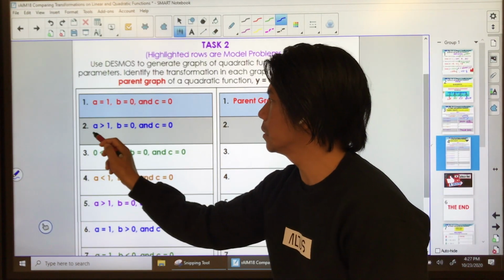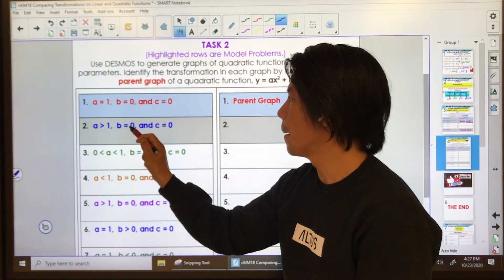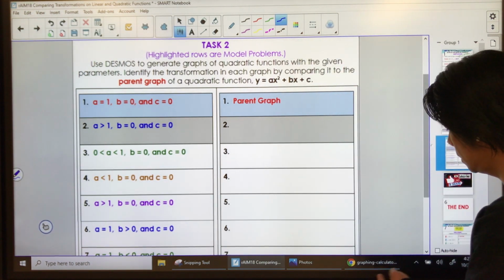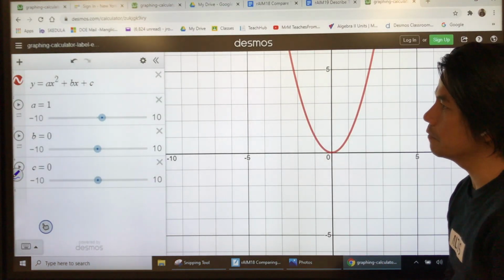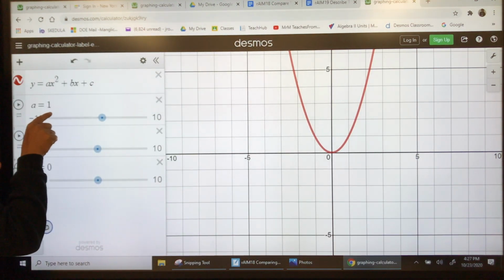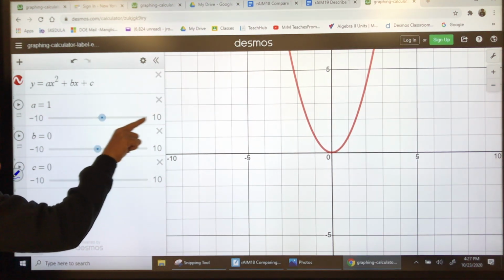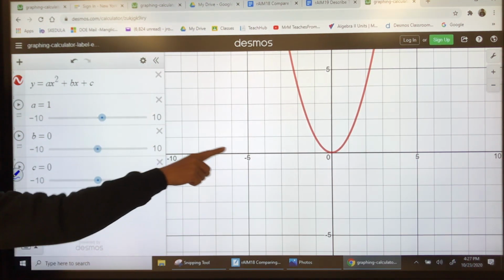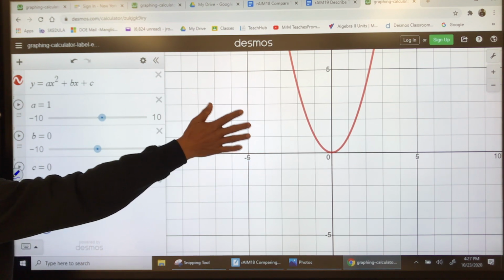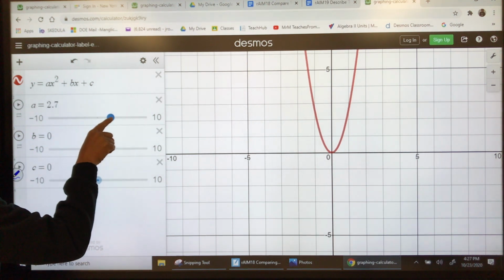Now let's do number 2. It says A is greater than 1, meaning more than 1, B is equal to 0, and C is equal to 0. What I want you to do is to observe, again, A should be greater than 1. So meaning we are going to slide this slider towards positive 10, and I want you to observe what happened on the parent graph or parent parabola. Take a look.